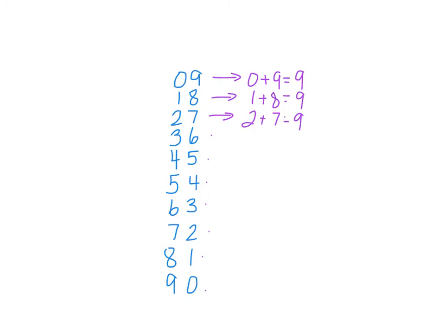We also have some turnaround type digits, like if you flipped the tens place and the ones place. 45 and 54. 36 and 63.